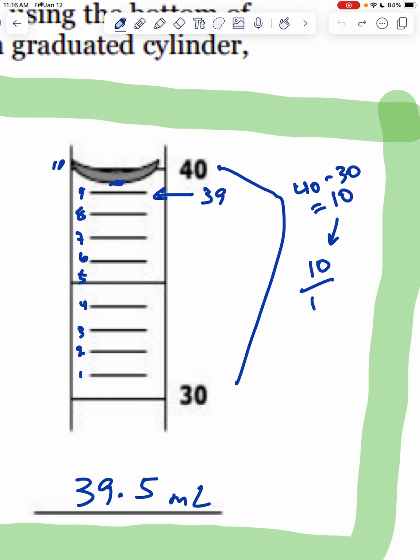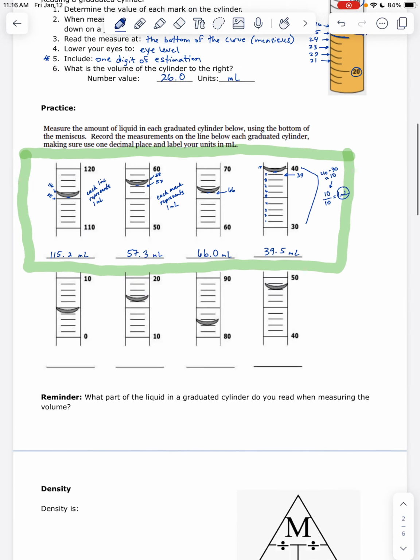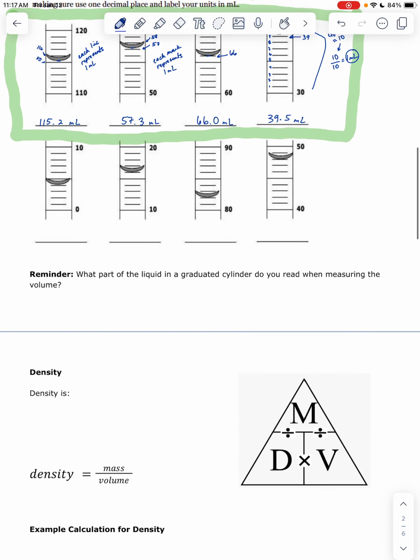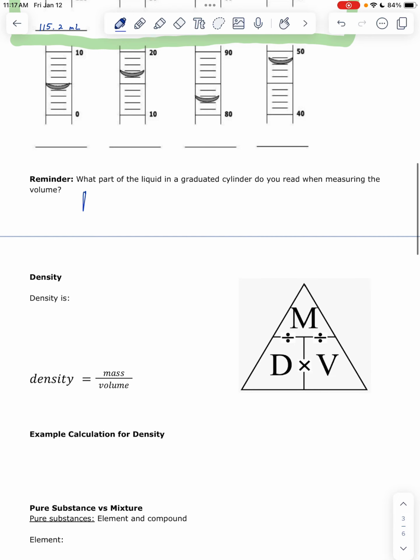But that's more mathematical. You don't have to do that, but it does make it a lot easier, a lot nicer if you want to do it that way. So measuring is very important in chemistry. What part of the liquid? The meniscus.